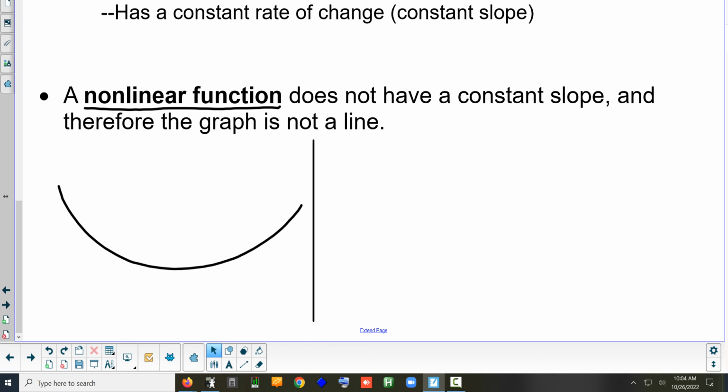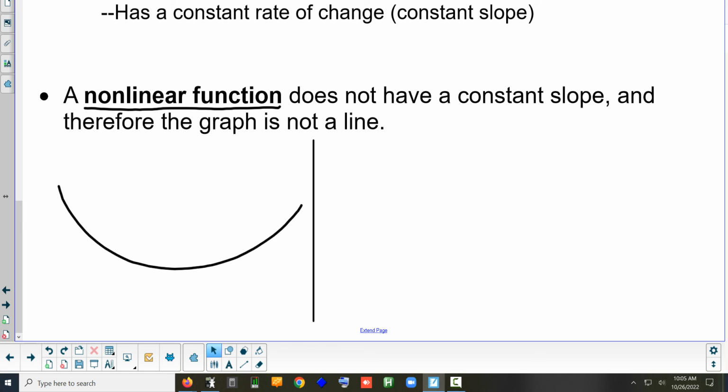So there's really two different words we're looking at here. Something that's a function versus not a function. And then something that's linear versus not linear. Function versus not a function, you use the vertical line test to figure out. Linear versus not linear, you look at the picture and say, is it straight? If it's straight, it's linear. If it curves, it's not.